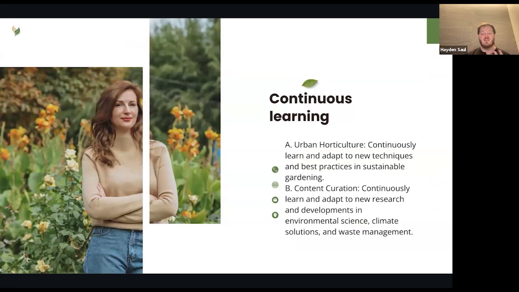So as we think about continuing to learn urban horticulture, you want to continuously learn and adapt and try new best practices in sustainable gardening. And when it comes to content creation, it's the same way. Continue to learn and adapt. Take the developments that are happening in environmental science, climate solutions, and waste management, and make sure that you're using the most up-to-date information.